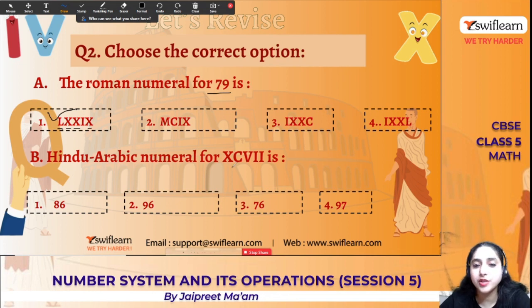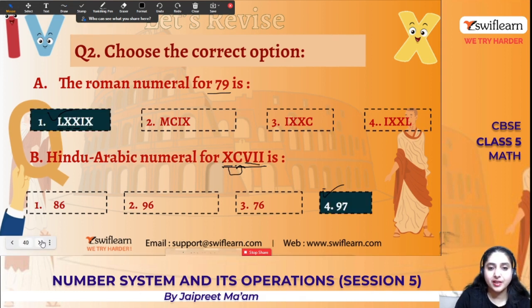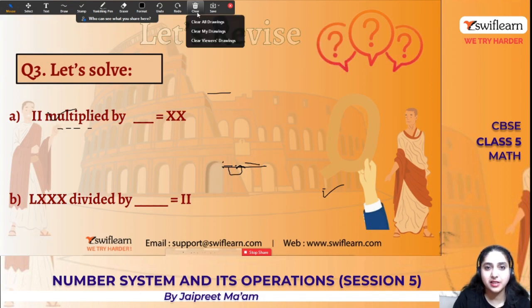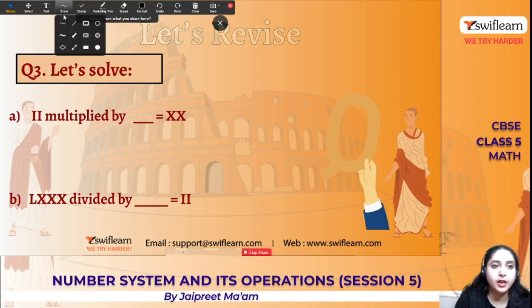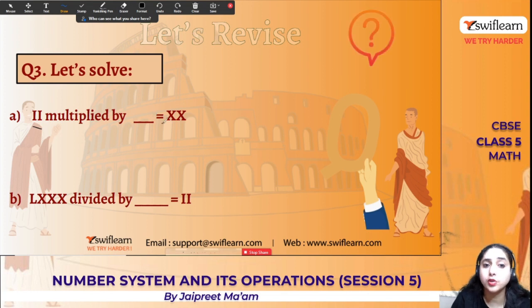And now we have to convert this XCVII into a Hindu-Arabic numeral. So X is written in the front, so that means it's a case of subtraction. The smaller number is in the beginning, so it means 90, and then 7. So the option is 97. Let's check the answer. Yeah, 97 is the correct answer. Let's do one more question. It's written: 2 multiplied by fill in the blank is equal to 20.